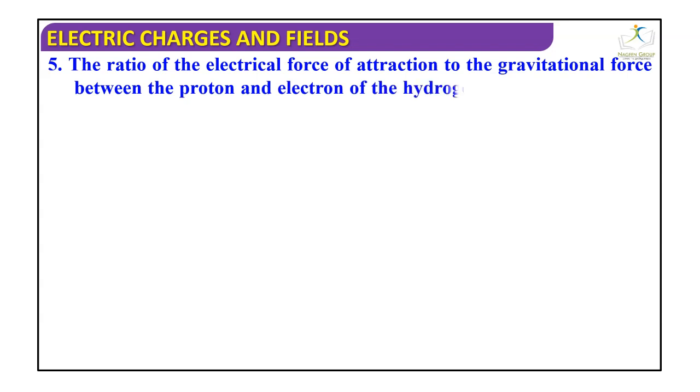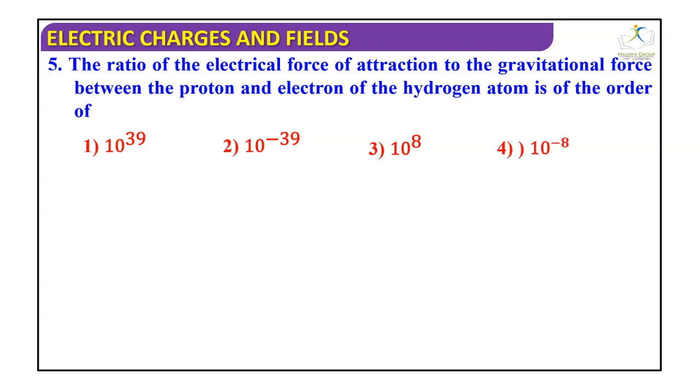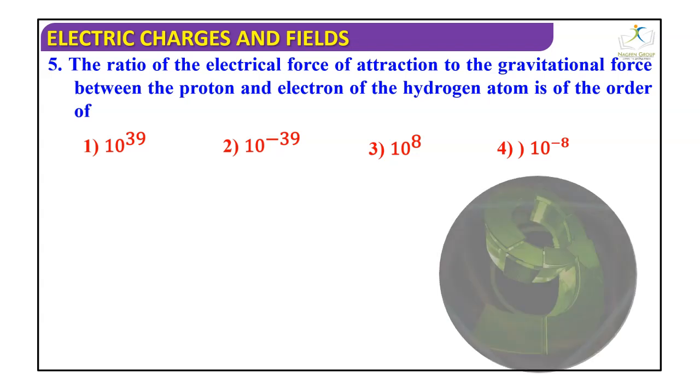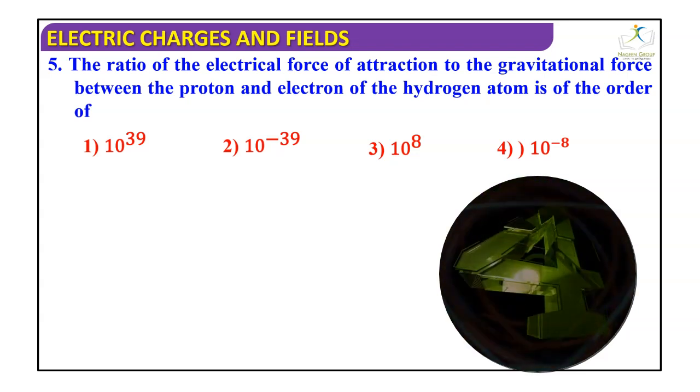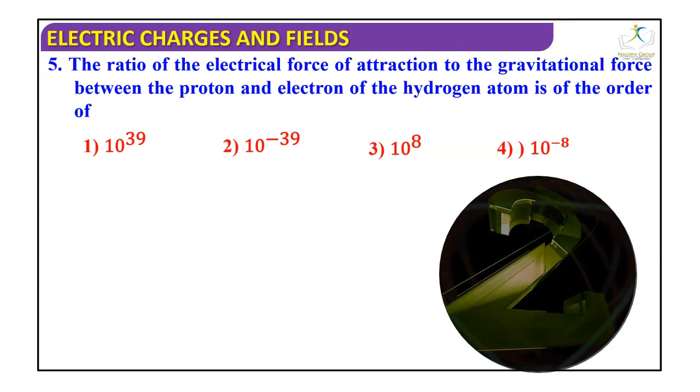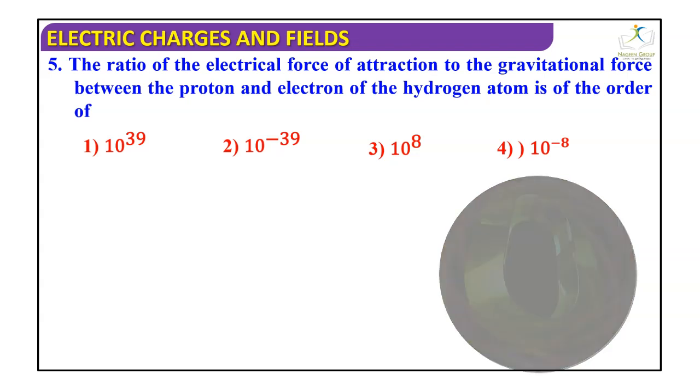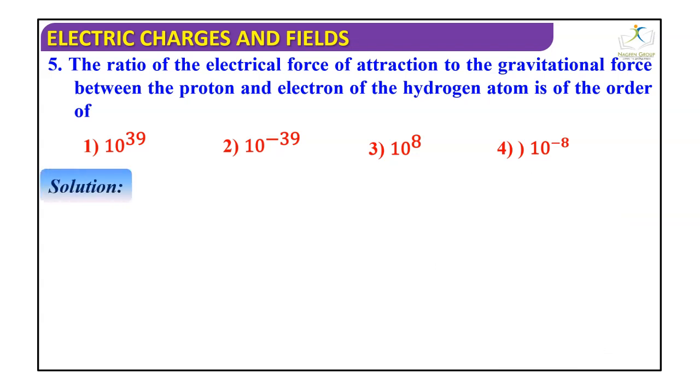The ratio of the electrical force of attraction to the gravitational force between the proton and electron of the hydrogen atom is of the order of. We have options. Let us see how many times you have taken to solve this particular problem. So let us see the solution of this question.